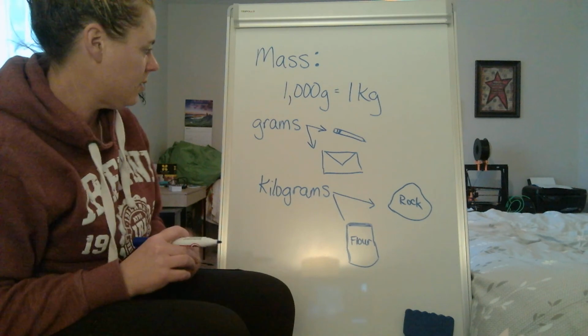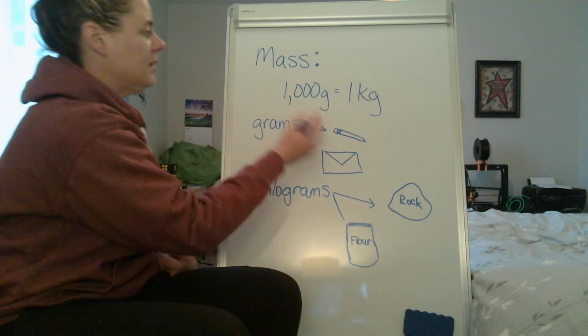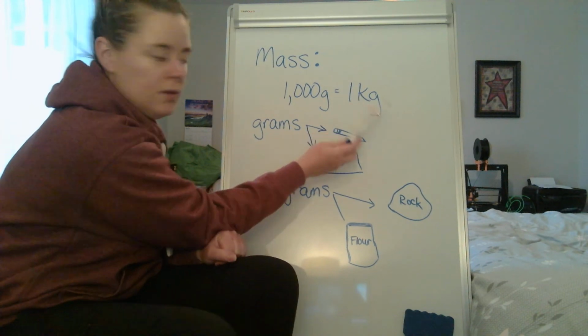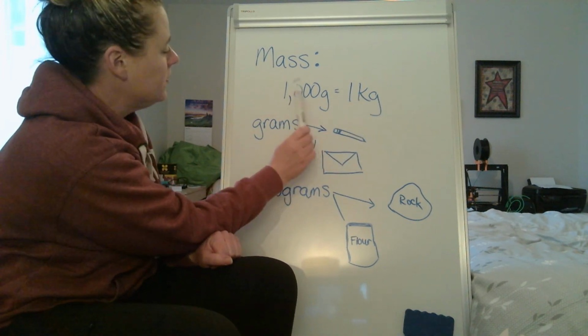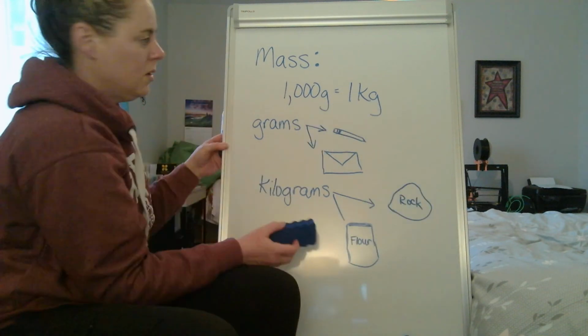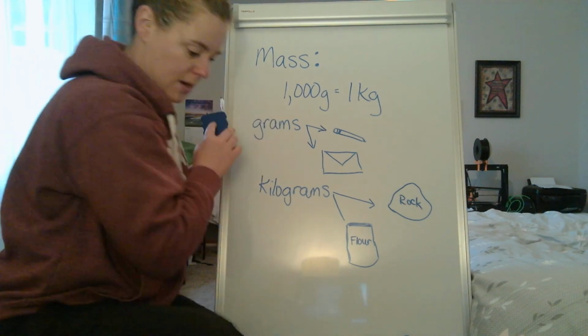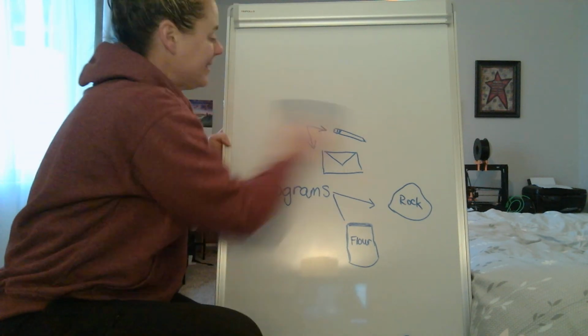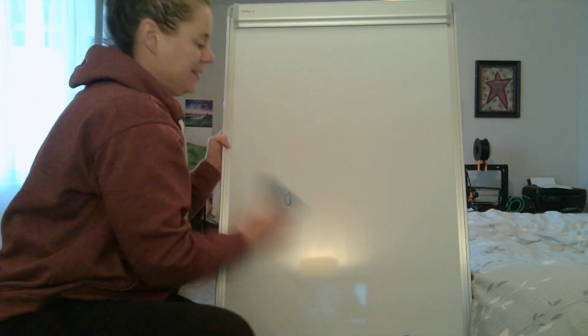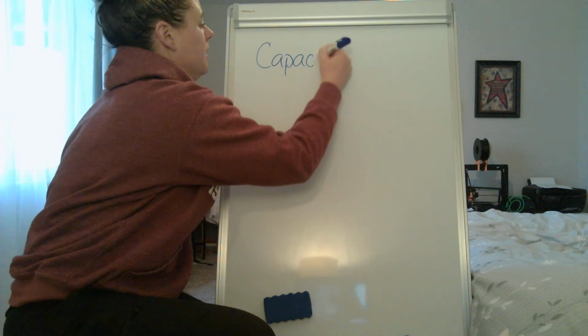And then take a couple more notes here. So 1,000 grams equals 1 kilogram. Again, think of kilo and gram. Just think of 1,000 fits into kilo. 1,000 fits into kilo. Okay, now let's talk about capacity. Capacity. How much something can hold is capacity.